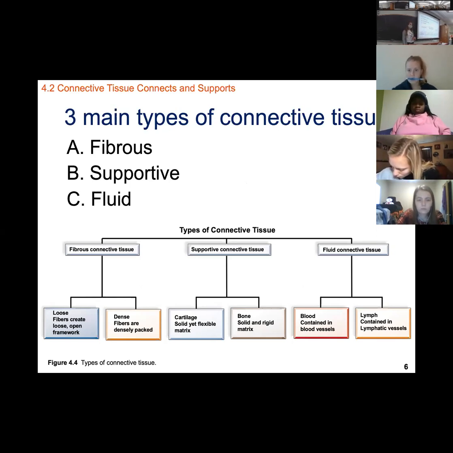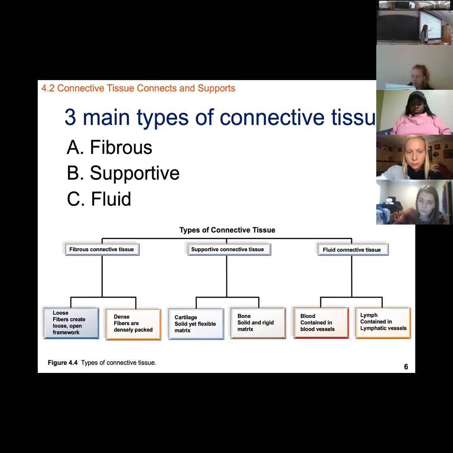So fibrous connective tissue can either be loose or dense. Okay, that seems kind of the opposite, right? If you have loose fibrous connective tissue and dense. Loose, it says, are created loose and have an open framework. And the dense are tightly packed together in a dense area. So loose and dense are the 2 different types of fibrous connective tissue.